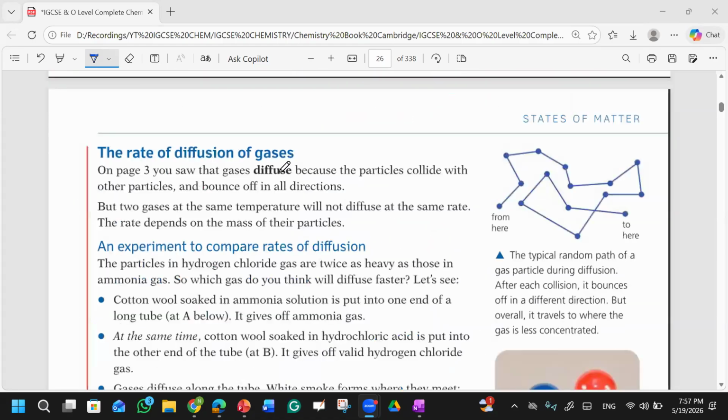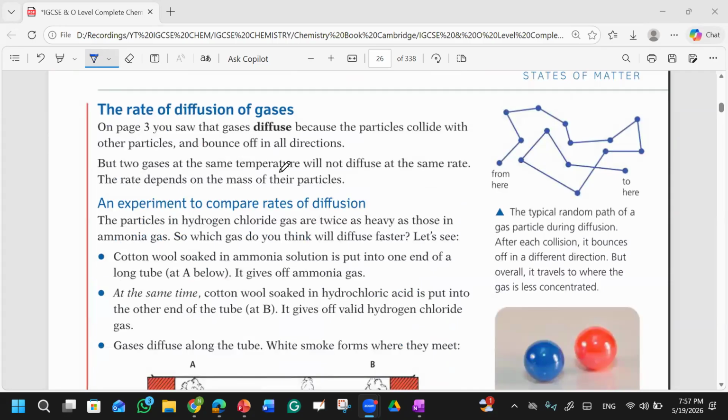Okay, now we will discuss diffusion. You know about diffusion? What is diffusion? Any idea? Diffusion is where a lot of particles move from a high concentration to a low concentrated area. Yeah, exactly.